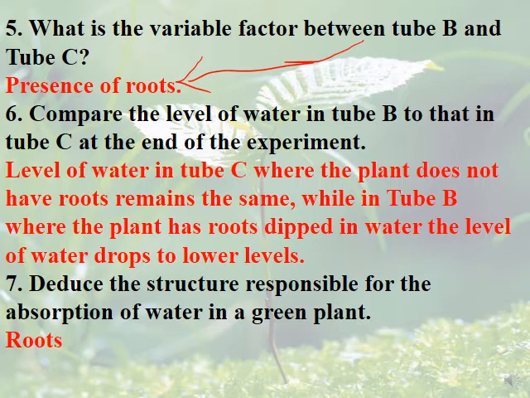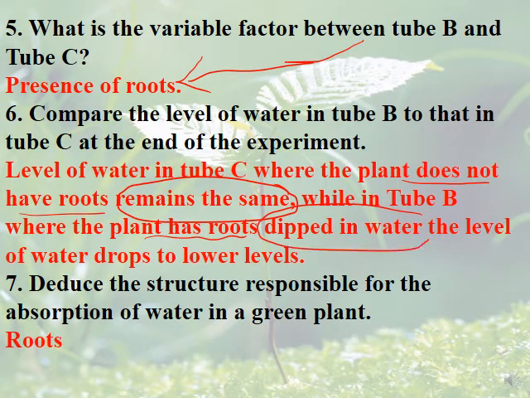In tube C, the plant does not have any roots, so the level of water remains the same. However, in tube B, where we have roots and they are dipped in water, the level of water drops to a lower level.